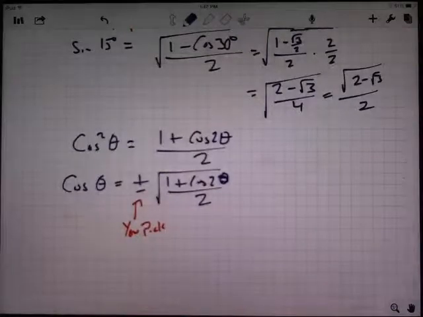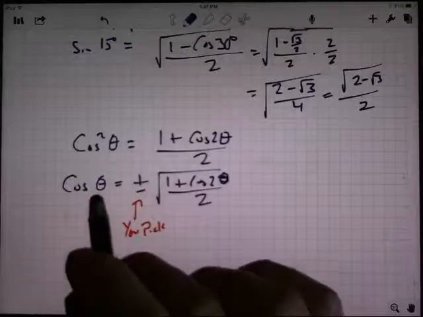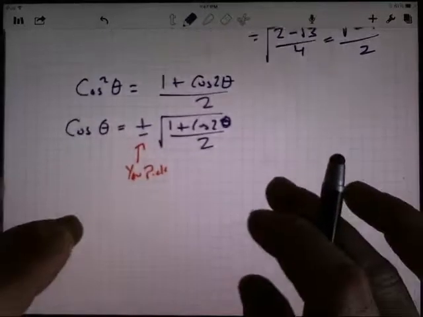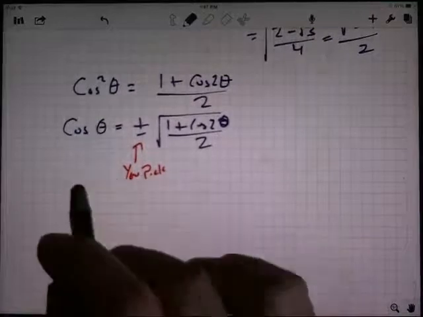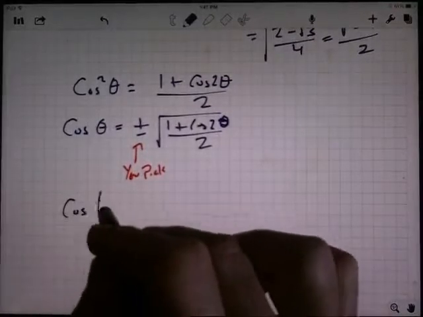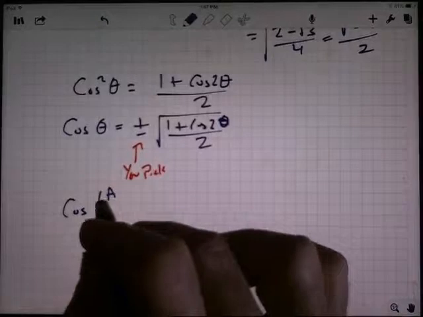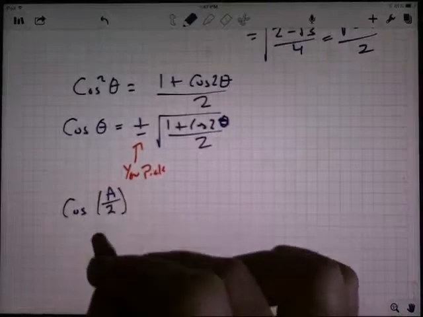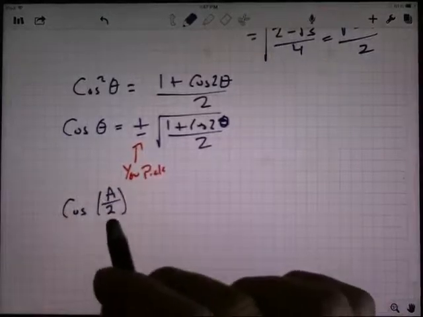Okay. Now, again, like we did above, usually when you think of it as a half angle formula, you think of this not as theta, but you think of this as theta over 2 or A over 2 or x over 2, something divided by 2. That is, you have half of an angle.